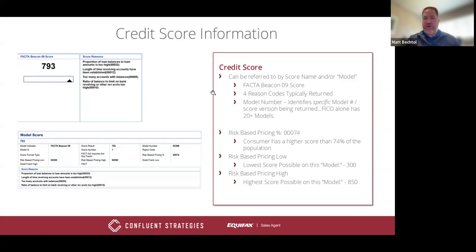You'll see scores referred to as a score name or a model name. They're one and the same. We're always going to give you back the score number, the name of the score, and then we're going to tell you what the score range is. So the low end of the score is 300 to 850. And then there's a risk-based pricing percentage, which 00074 is indicating to you that this consumer's score is higher than 74% of the population.